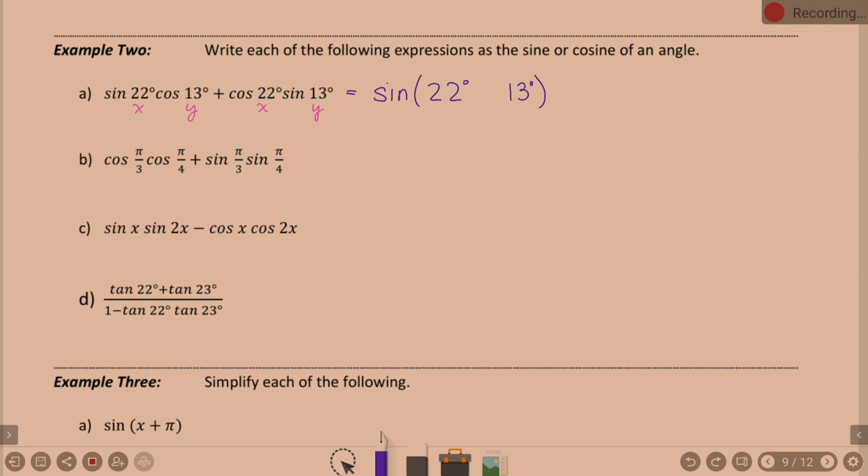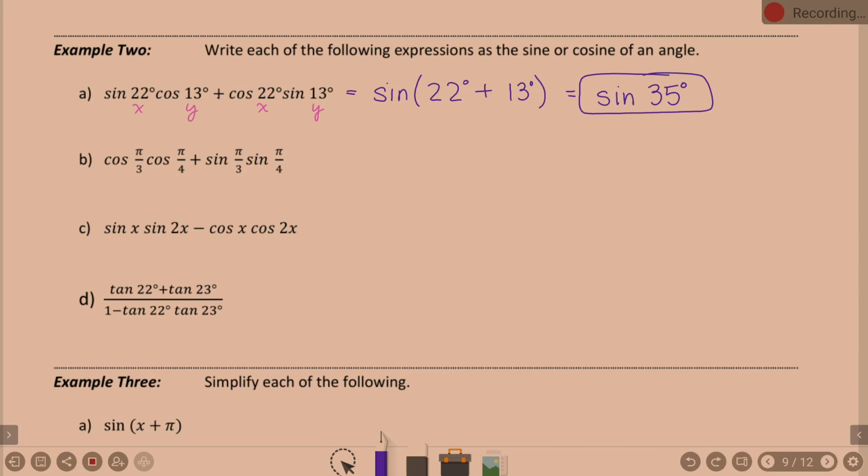Because it's the sine identity, the add subtract sign here is the same as the add subtract sign here. Okay, because the sine identity keeps the adding subtracting sign the same. And go one more step to clean it up. What is 22 plus 13? So this is going to be the sine of 35 degrees. Okay. Easy enough.